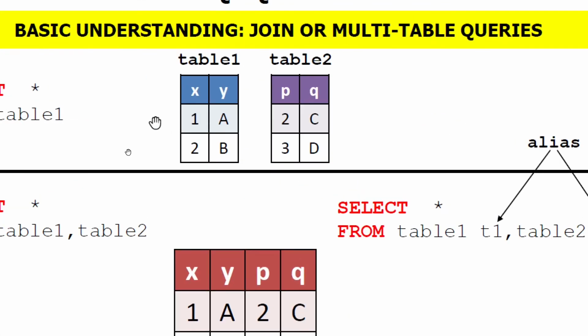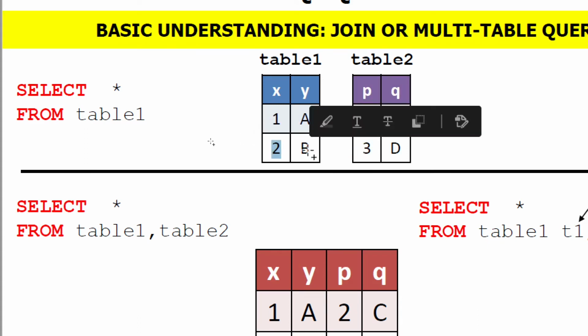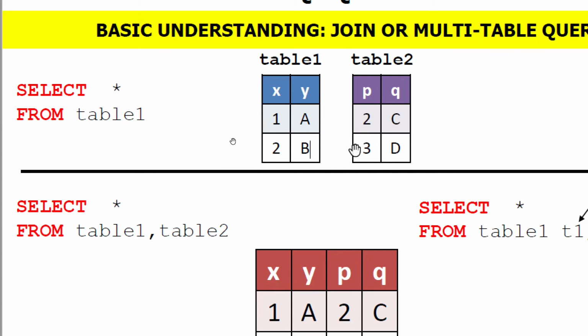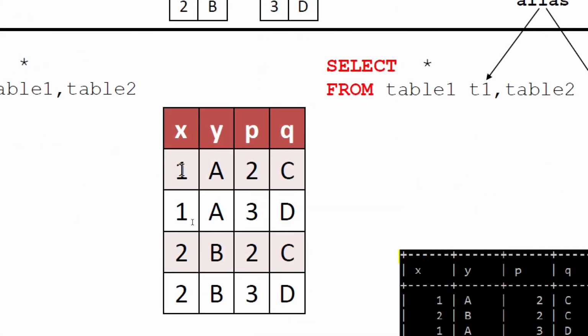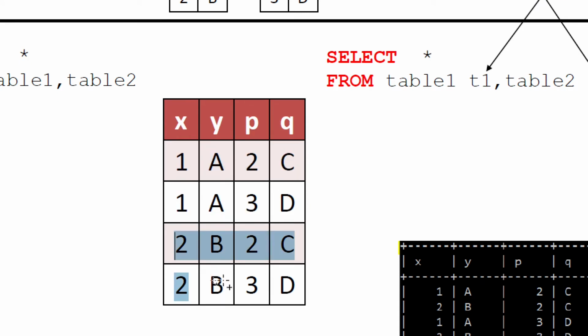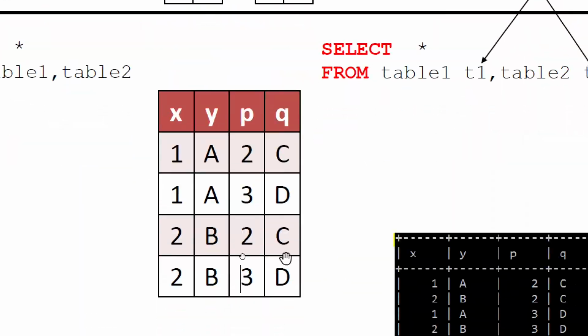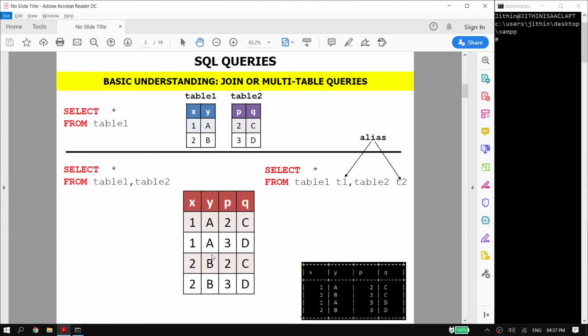The result of select star from table 1, table 2 is 1A will combine with 2C and 3D. 2B will combine with 2C and 3D. So I will have 4 rows like this. So what do I have? I have 4 rows and 4 columns. That is 2 cross 2 rows and 2 plus 2 columns. Now this over here is a result, and this result is not of much use to me. How do I make it much more useful?